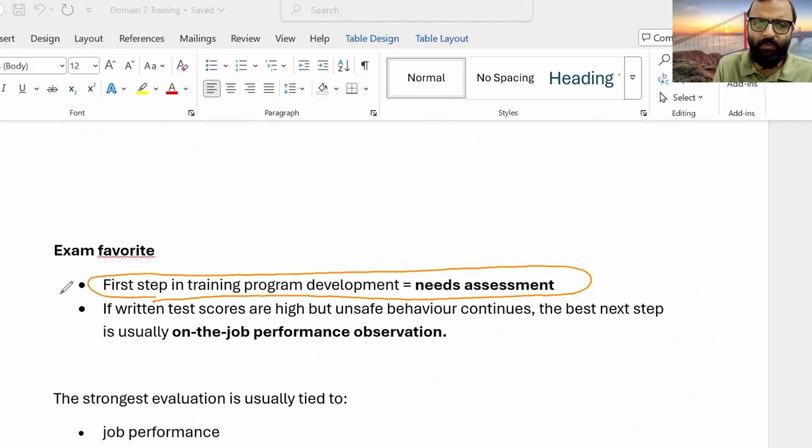Evaluation is very important. The first step in training program development is needs assessment. This is just a summary that I have given. Many times we have discussed this, even the previous question paper we have discussed. Very important. If written scores are high but unsafe behavior continues, the best next step is usually on-job performance observation.